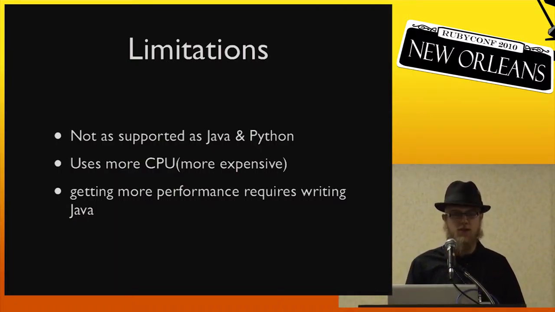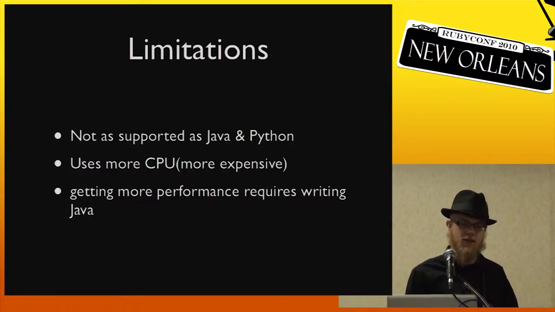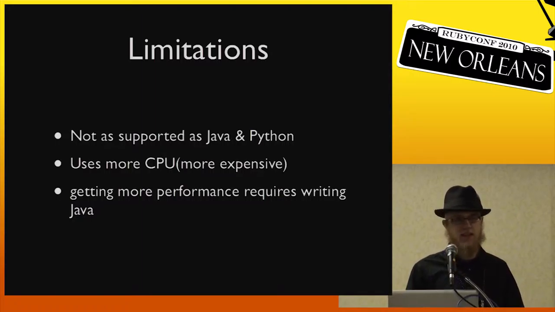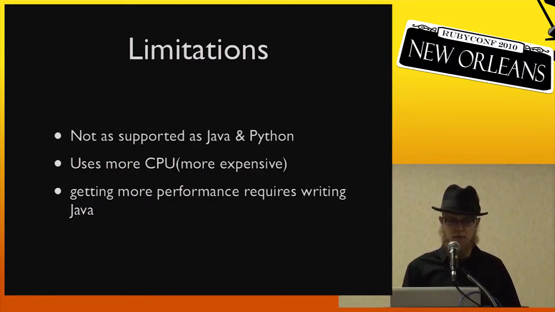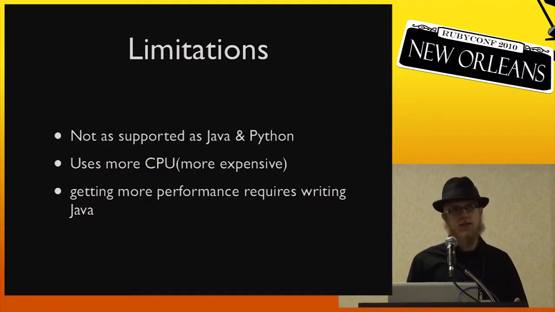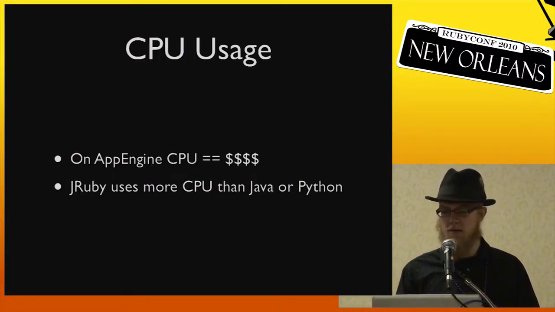It also uses a lot more CPU time, which, since the way AppEngine is priced, means that it costs more to run JRuby instances. And if you want to get more performance, you need to write Java. So it costs more money.